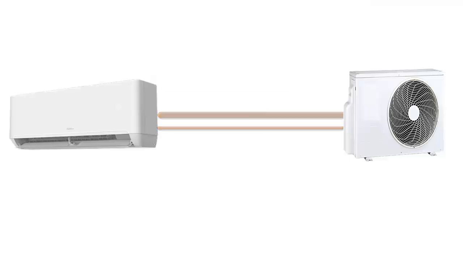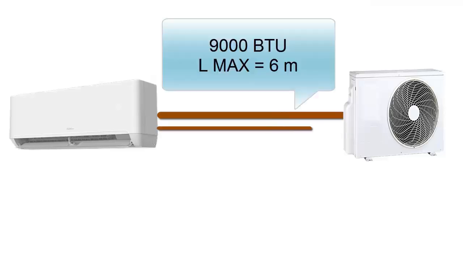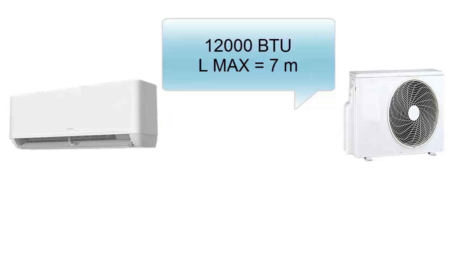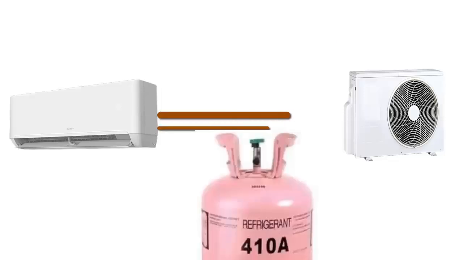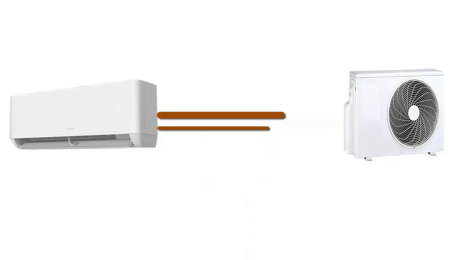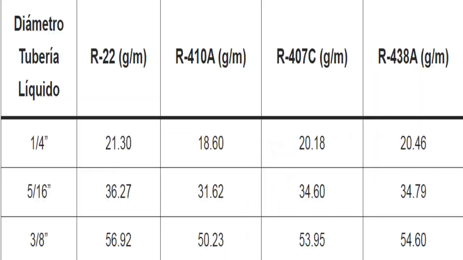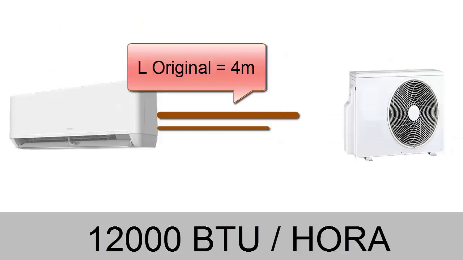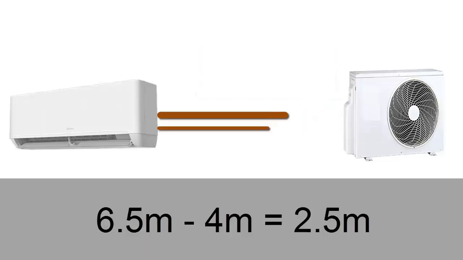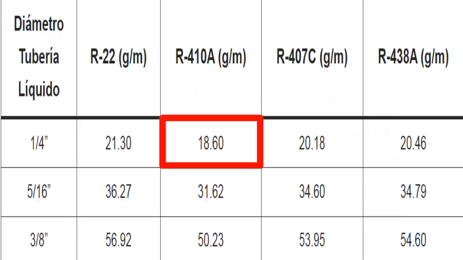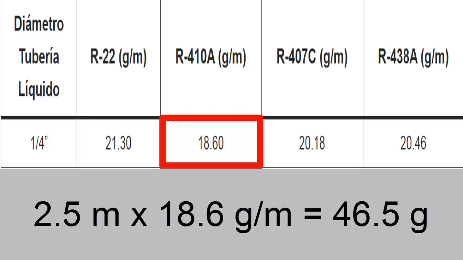3. Adhere to the maximum pipe length recommended by the manufacturer based on the system's capacity. Exceeding this length can result in decreased performance and potential operational issues. 4. If it is necessary to extend the pipes, remember to complete the refrigerant charge, as the system now has a larger volume than the original. A reference table is shown on screen to determine the amount of gas to add.